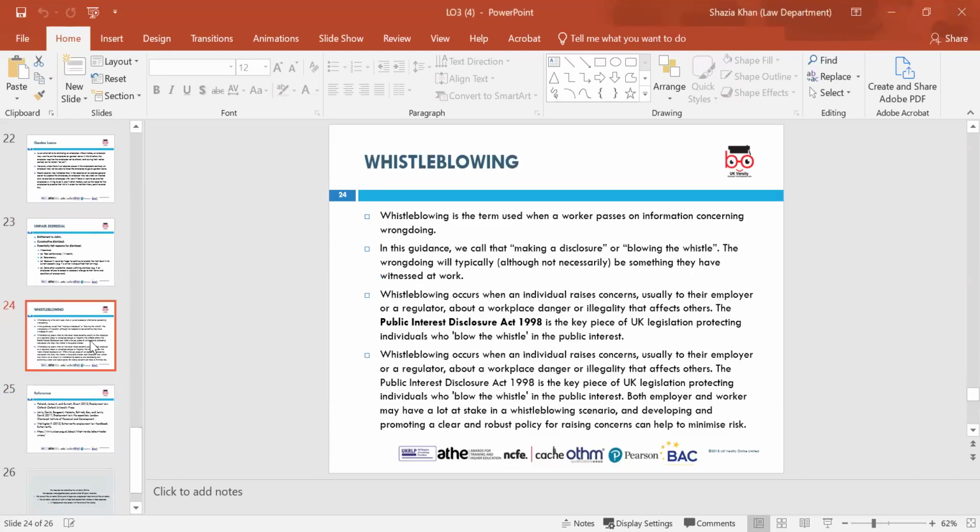The next element is whistleblowing, and this in employment law is a law that is located in the Employment Rights Act 1996, and it provides the right for a worker to take the case to an employment tribunal if they've been victimized at work or they lost their job because they have blown the whistle.